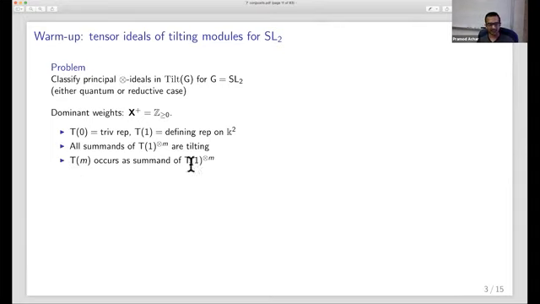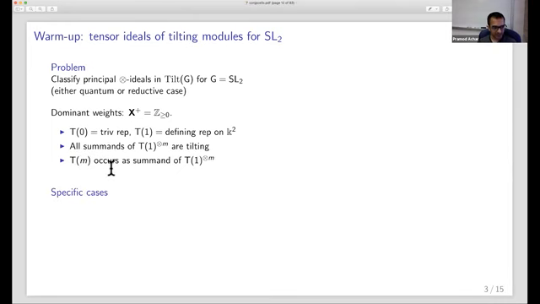And this occurs as a summand of the mth tensor power of T1. Of course, the way this decomposes depends on which situation you're in. If you're in the quantum case, it depends on L. In the reductive case, it depends on P. So I want to say a little bit about that. That means the dimension of this tilting module depends on the specific situation you're in.